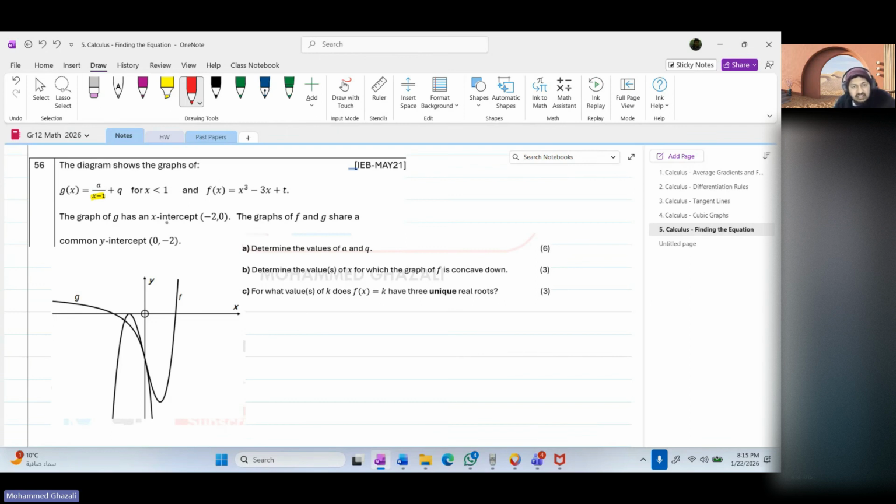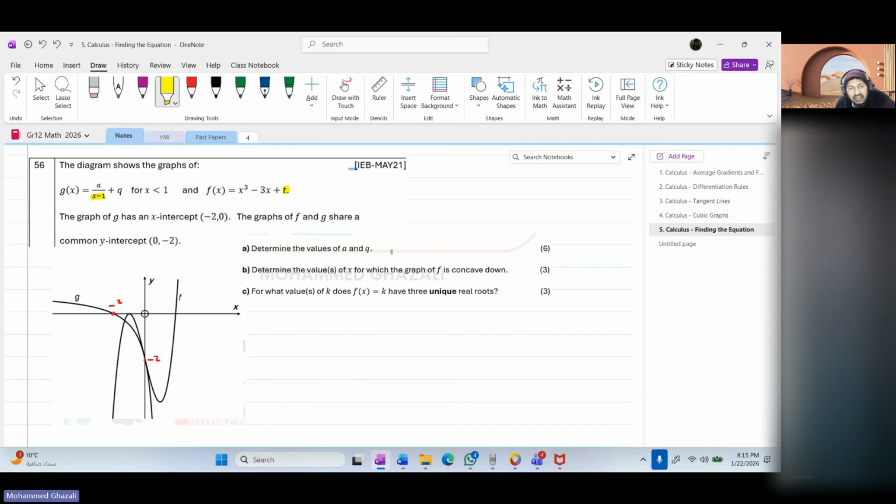The graph g has the x-intercept at -2 and 0. This is the graph of g, -2 and 0. That's -2. And the graphs of f and g share a common y-intercept of 0 and -2 right here. Okay, so obviously with this information, you can find the entire equation of g of x. And you can also find f of x, the t value, isn't it? Because for the cubic function, what's the value of t there? t is a constant, right? So the value of t is -2.